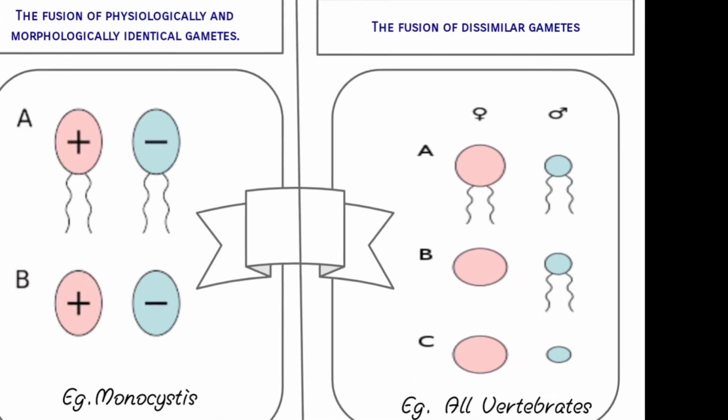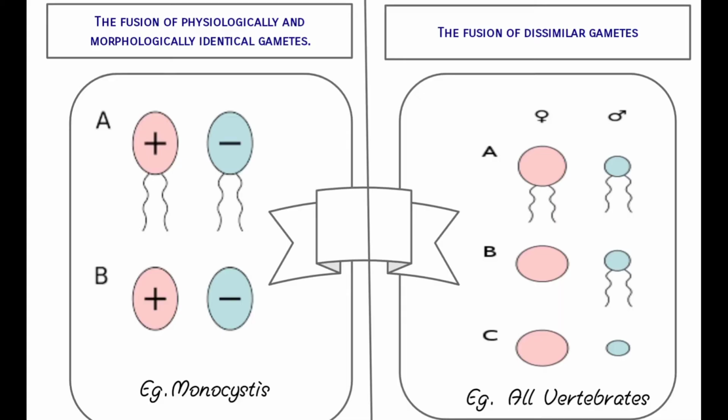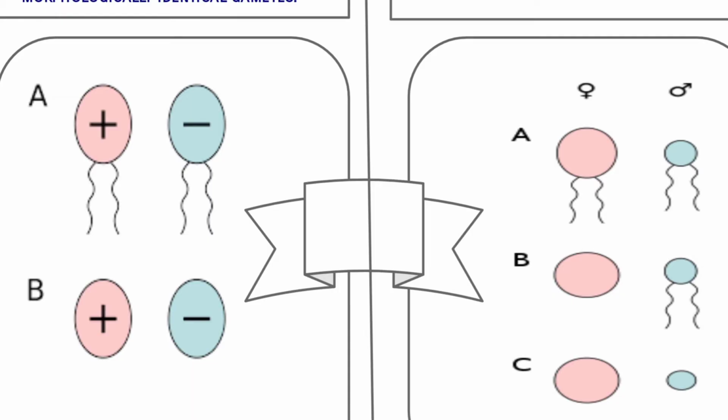And next, if you see this side, anisogamy, the fusion of dissimilar gametes. So first if you see A, one gamete is totally different. Male is totally different, it is very small. Female, if you see, is very big, it has motility, whereas male also has motility, but the appearance is different. So female is a little bigger than the male.